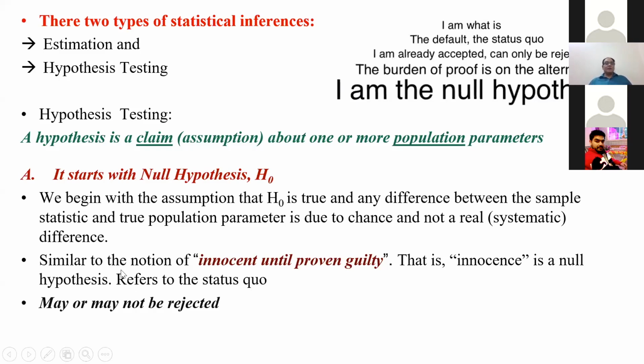So you just see these statements. We begin with the assumption that the null hypothesis is true, and any difference between the sample statistic and the true population parameter is due to chance and not a systematic difference. So it is similar to the notion of innocent until proven guilty. Innocence is the null hypothesis, and it may or may not be rejected.